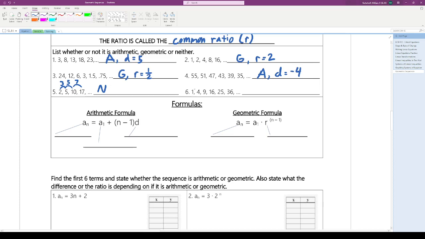And number 6, finally, we have +3, +5, +7, +9, +11. So that's actually that same exact pattern, but that's neither arithmetic nor geometric.